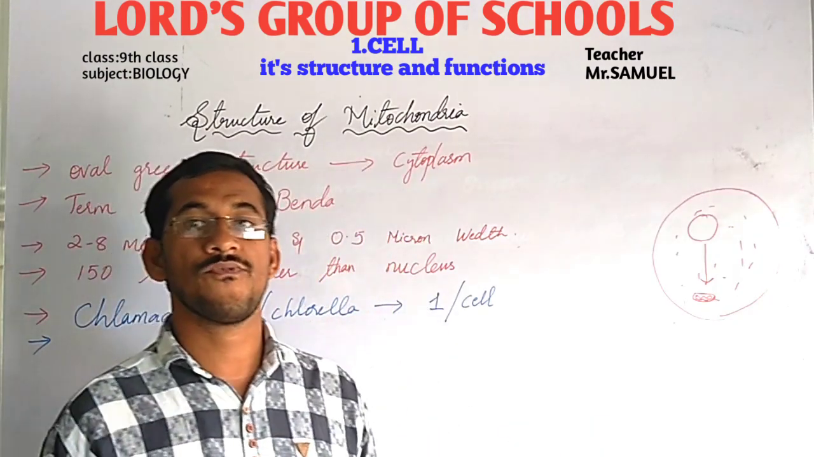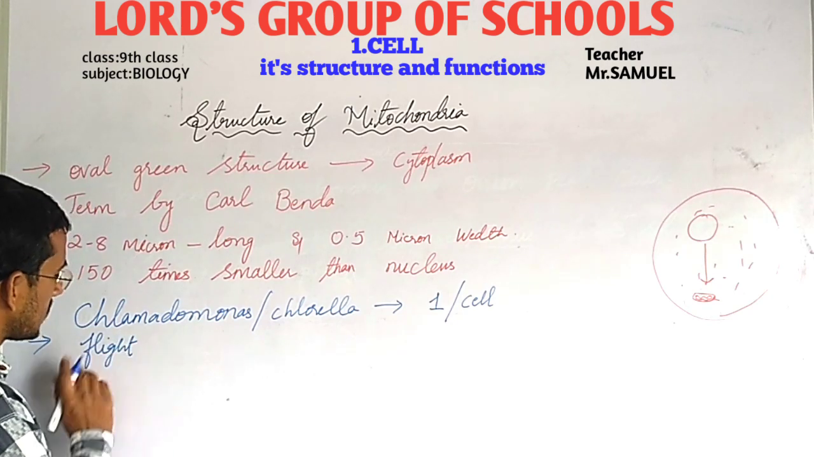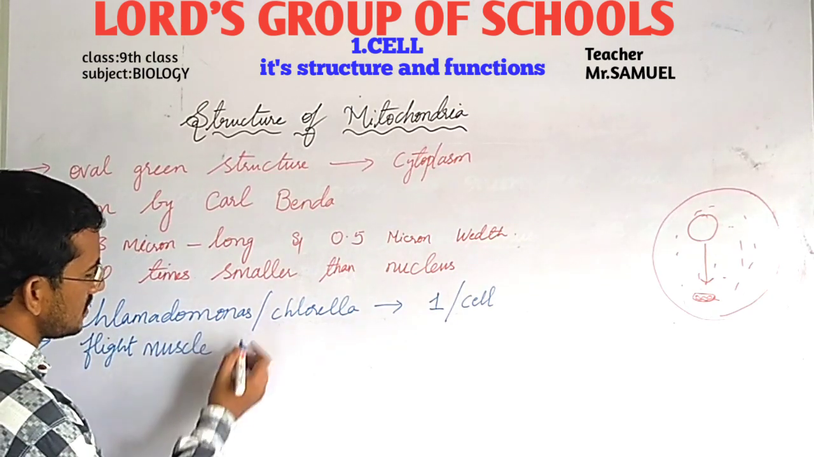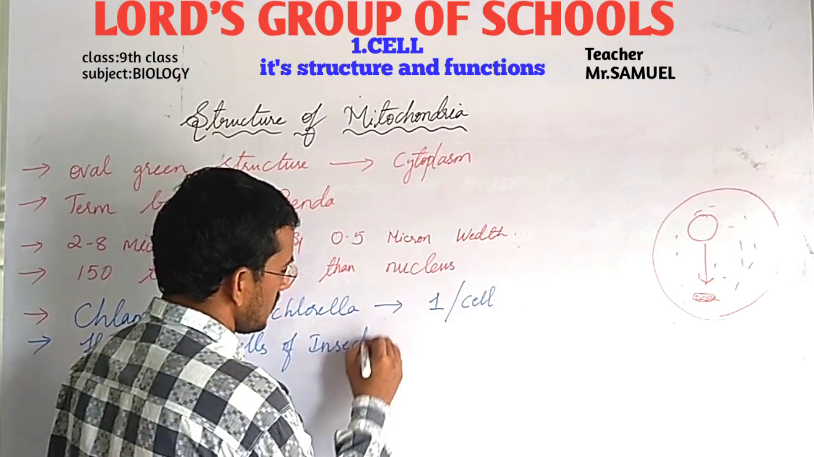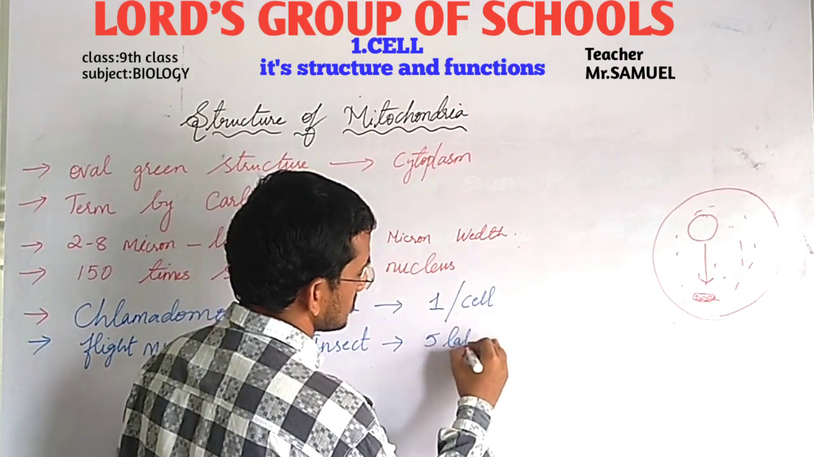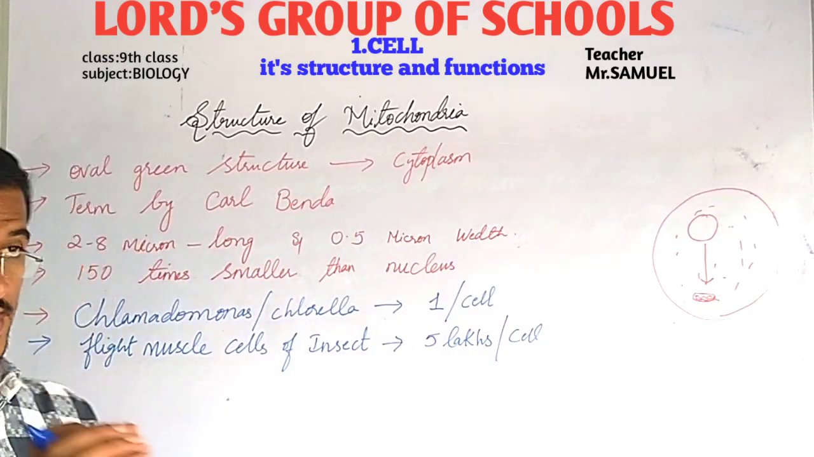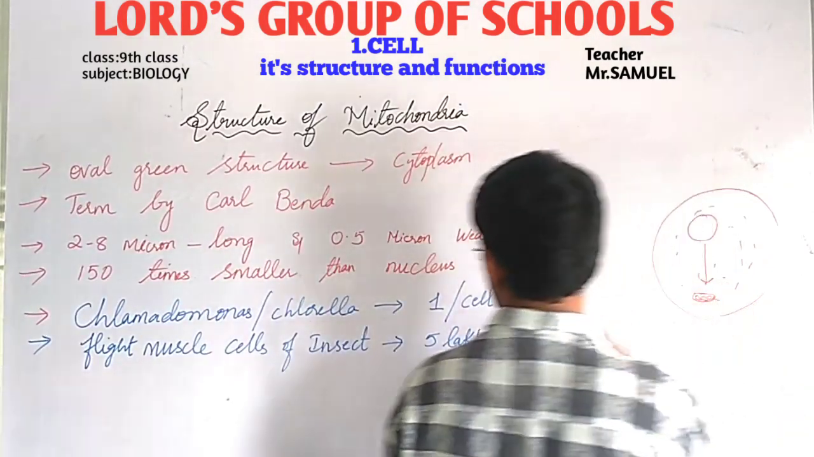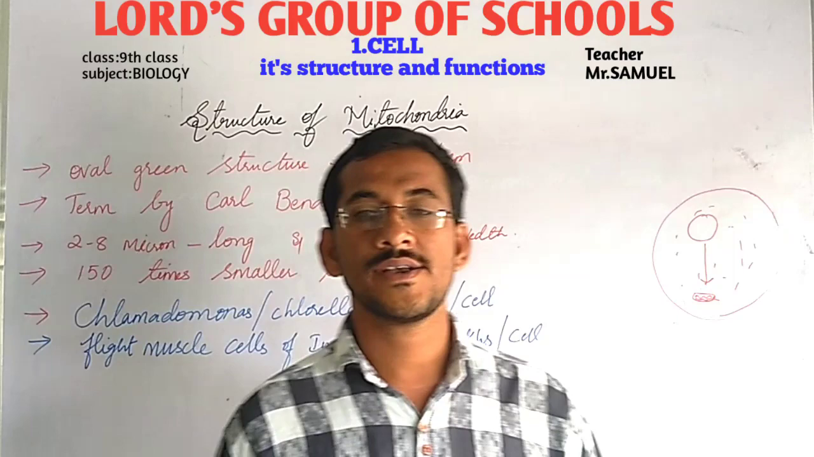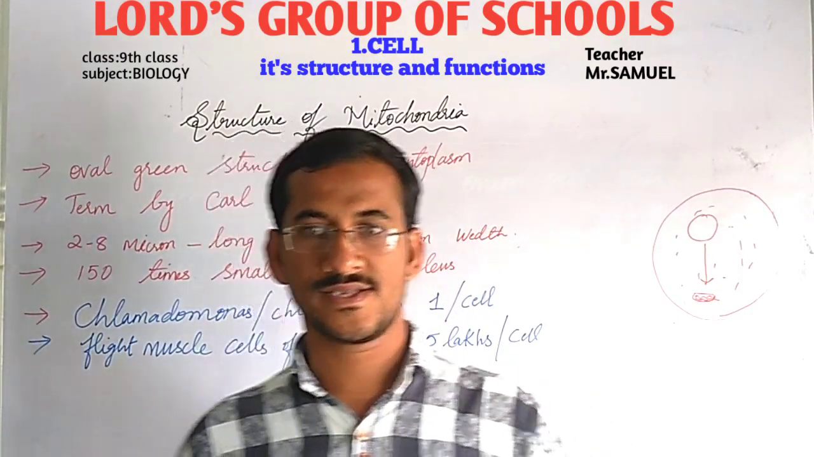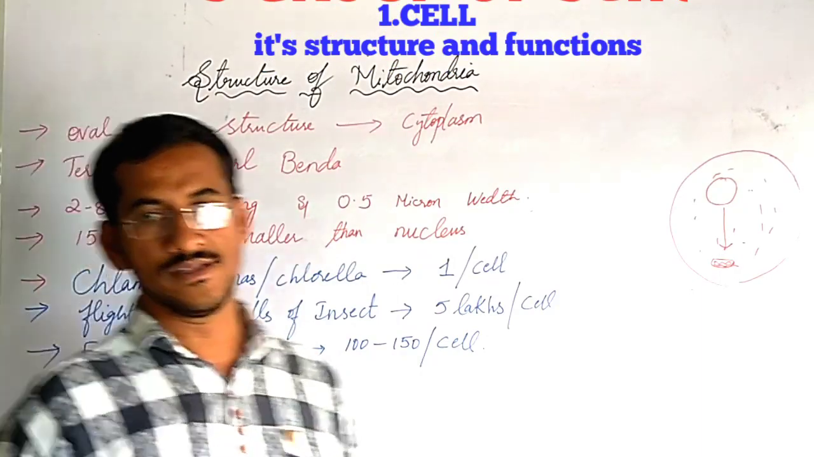But in case of flight muscle cells of insects, flight muscle is the name of the muscle, 5 lakhs mitochondria are present per one cell. So one cell contains 5 lakhs of mitochondria in flight muscle cells of insects. But in most of the eukaryotic cells, a cell contains 100 to 150 mitochondria.